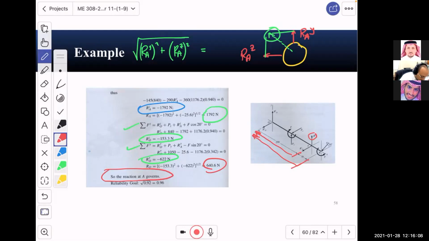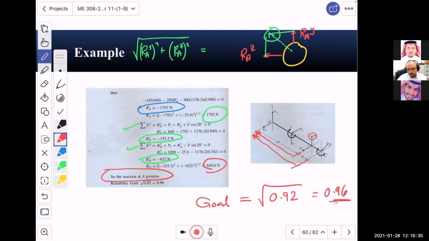Now, if you recall, we said that the combined reliability should be 0.92. And that means that the reliability that you should target is supposed to be the square root of the combined, the multiplication of both. So the square root of 0.92 will give you 0.96.